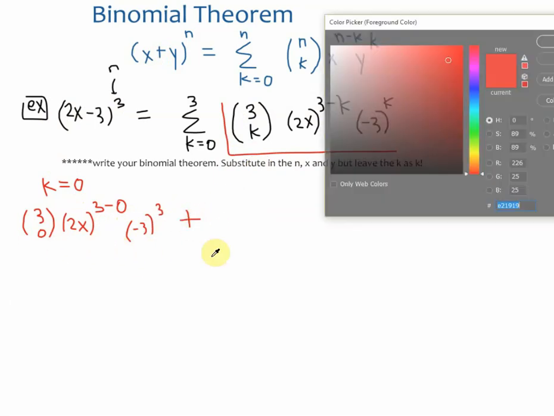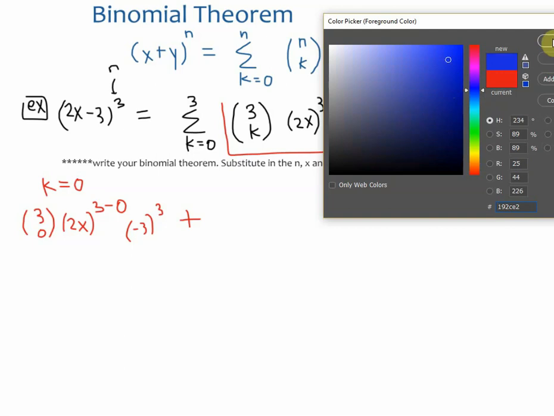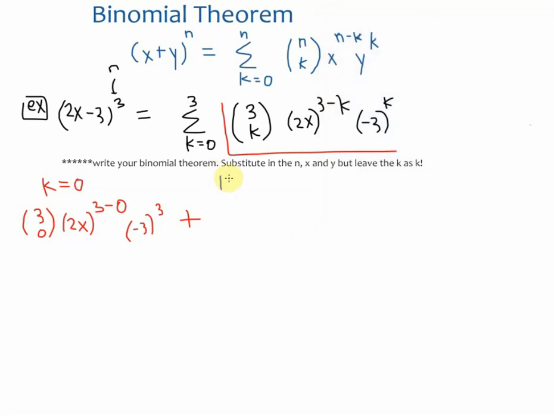Okay, so now let's change to another color so you can see the second term, and we're going to calculate these two, but this would be when k equals 1. That would be the next term in the sequence. So when k equals 1, you'd have 3, 1 at a time. We're plugging in the k right here. Then we would have the 2x raised to the 3 minus 2 and negative 3 raised to the 3.